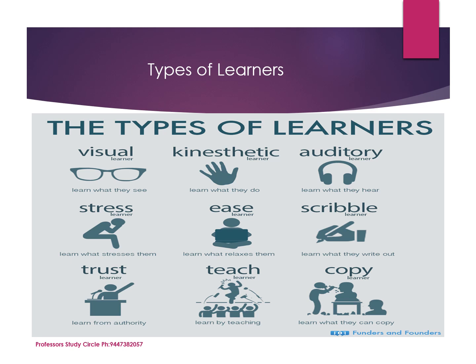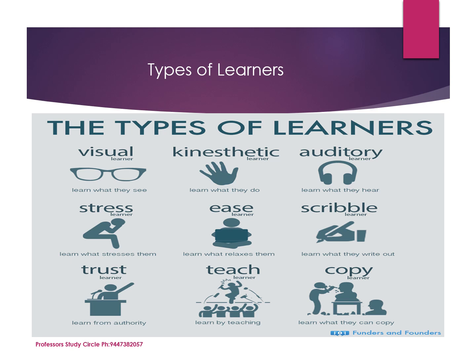Learners can be classified into different types. It can be visual learner, kinetic learner, auditory learner, stress learner, ease learner, scribble learner, trust learner, teach learner, copy learner. So what is a visual learner? A visual learner is someone who learns from what they see. Kinetic learners learn from what they do. After doing something, they are learning. An auditory learner learns from what they hear.